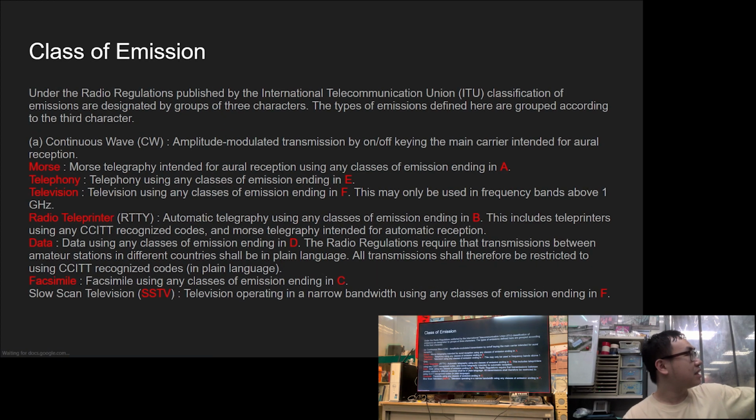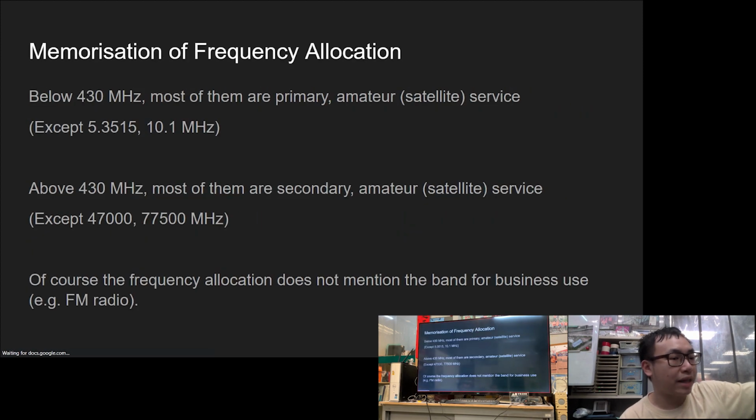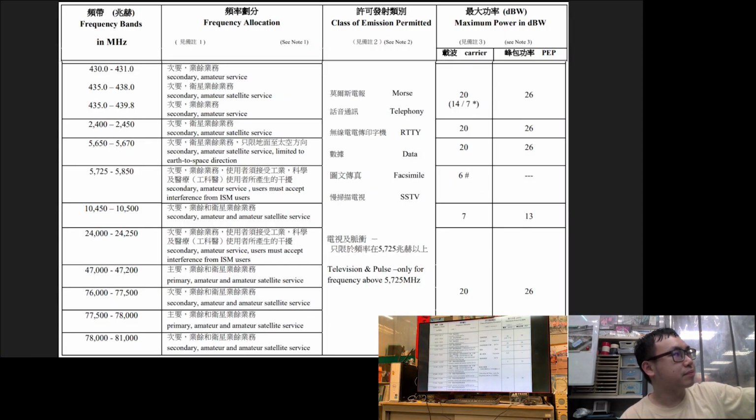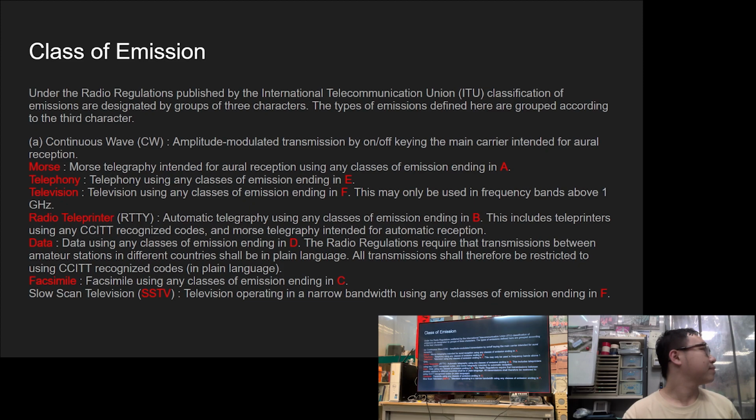So you look at SSTV, which is F, but television is also F. But SSTV can be used in all the bands. You have to remember: voice is E, television is F, automated Morse code, which is radio teleprint, is B, data is D, fax is C, that kind of stuff. You have to remember.